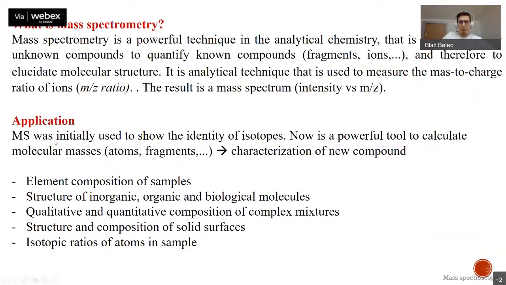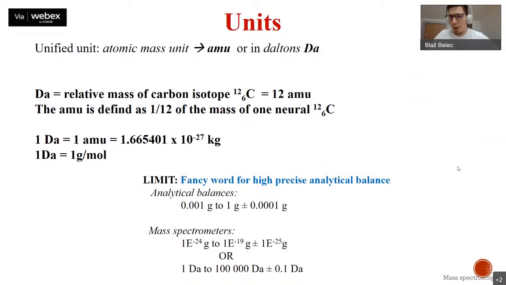As I said, initially it was used to identify isotopes, and now it is a powerful tool to determine the molecular masses of atoms and fragments, so that we can characterize our new compound. Our results we measure in atomic mass units, or daltons. And if we use inorganic samples, for instance, we can also measure in grams per mole.